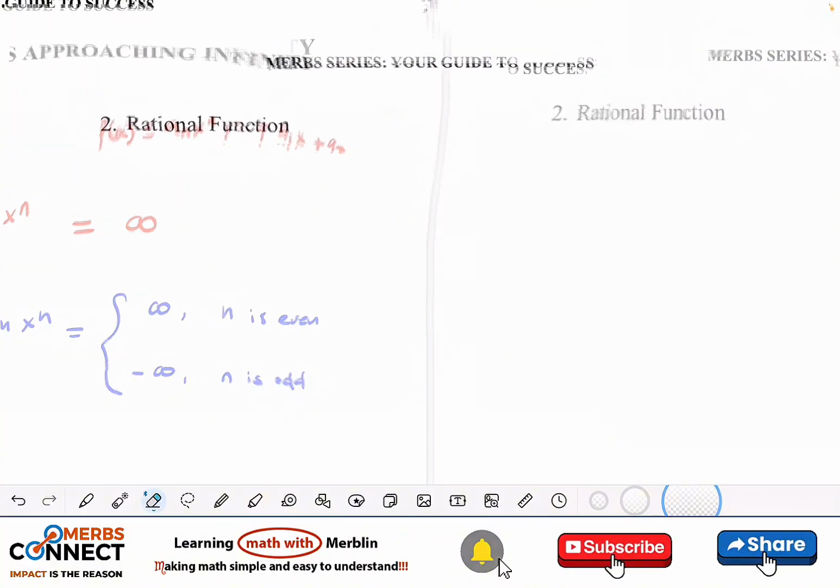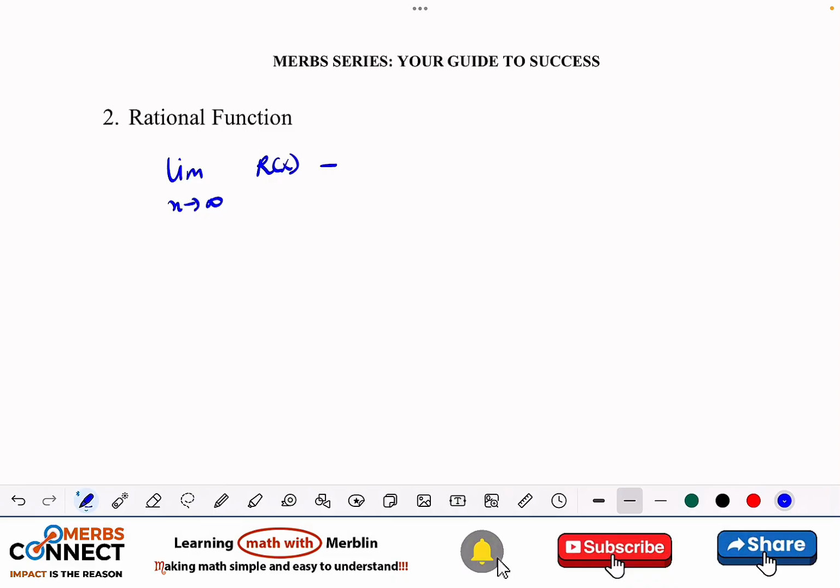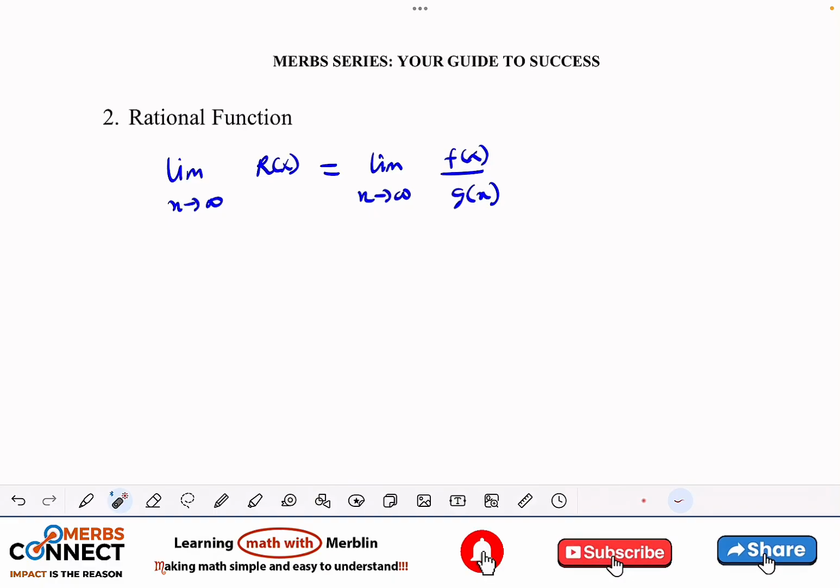Good. Let's look at rational functions. I love rational functions a lot because they always come with rules. So a rational function, as we learned, is like the limit as x is approaching infinity of r of x, but we are going to denote this one as x approaching infinity, and then we have f of x divided by g of x. Don't forget, always in a rational function, the top is a polynomial function and the bottom is a polynomial function.